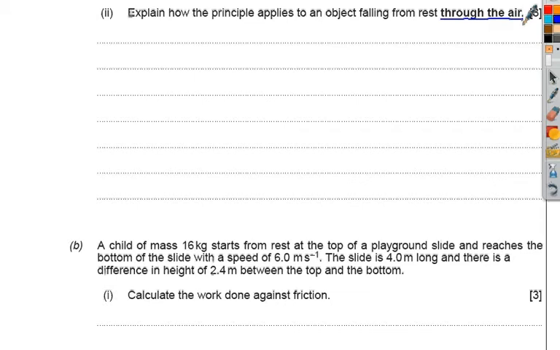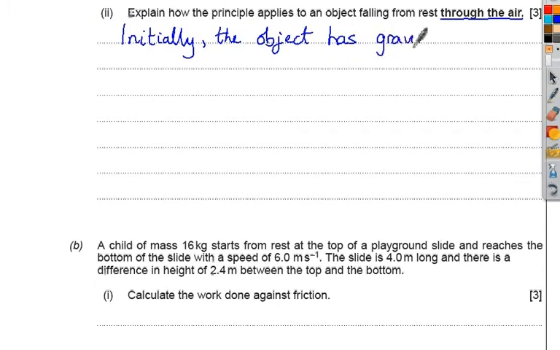Felly, beth sa'n ni'n gallu dweud fysa, wel, mae yna un grym sy'n gweithredu drwy'r amser ar unrhyw wrthrych. So, y pwynt cyntaf i roi ydy mae gennych chi pwysau am i lawr. So, mae o ar safle uwch. So, initially, the object has gravitational potential energy. Mae ganddo fo egni potential disgyrchiol. Wrth ddisgyn, mae hwn yn newid i egni kinetig.